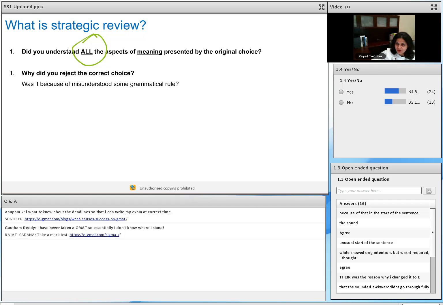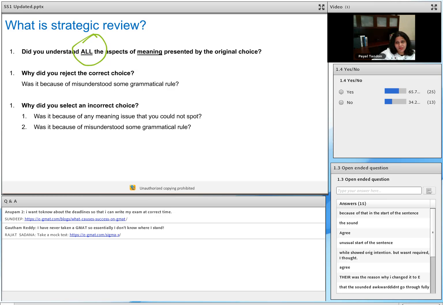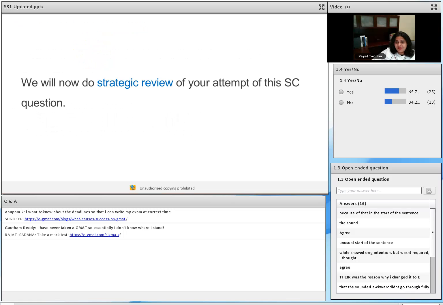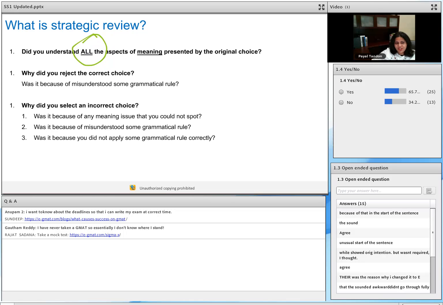Was it because you misunderstood some grammatical rule, or was it that there was some weird sentence structure? Any of these could be the correct answer here, right? And why did you select the incorrect choice? Was it because you couldn't identify some meaning issue, or was it because you couldn't apply a grammatical rule correctly? So again, these are all the questions that you need to answer for each and every question that you solve.